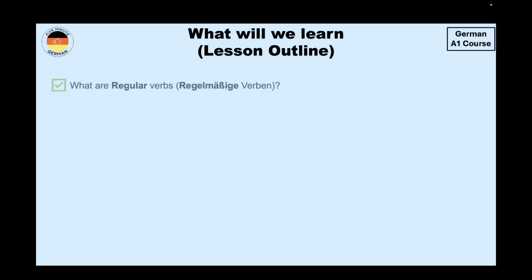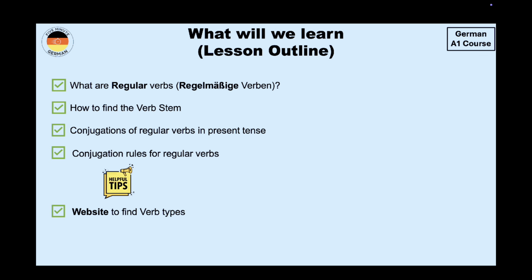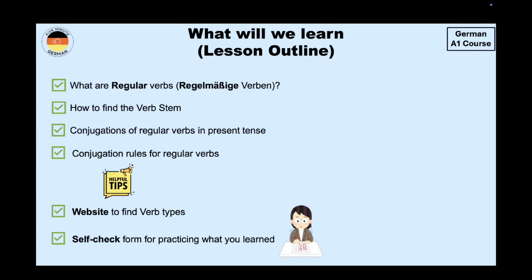We will start by understanding what are regular verbs or Regelmäßige Verben in German. After that, we will take a look at how to find the verb stem. This is an important concept in understanding how the conjugations for regular verbs are formed. Then we will take a look at the conjugations of regular verbs in present tense. After that, I will tell you the conjugation rules for regular verbs. Then in the helpful tips section, I will tell you about a website where you can find the verb types. And at the end of the video, I will give you a self-check form which you can use to practice what you learn in this video.